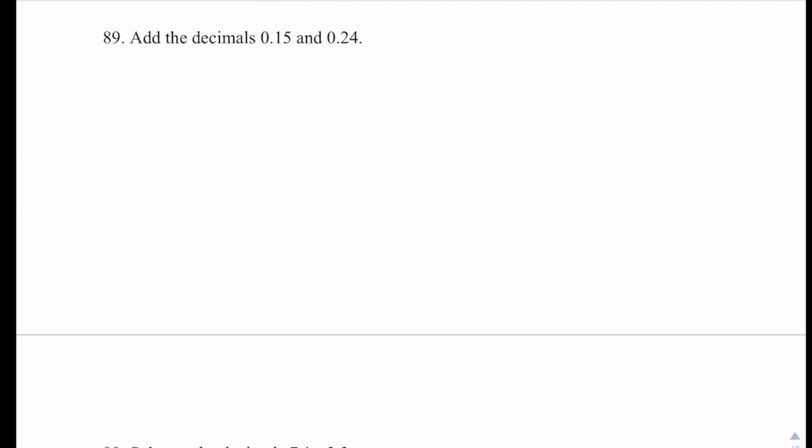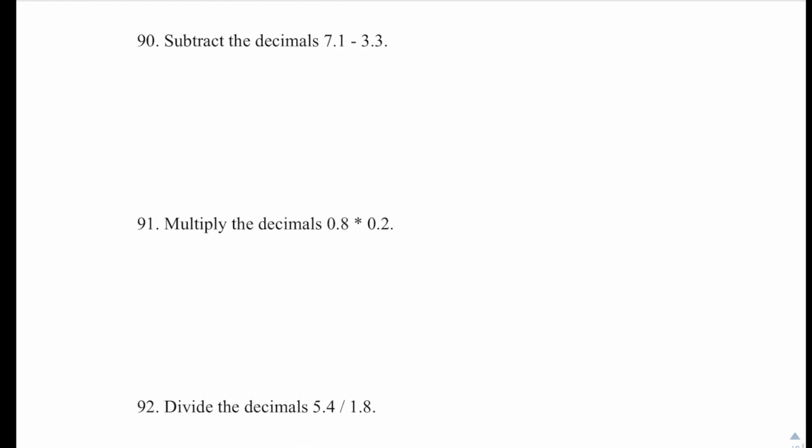Add the decimals 0.15 and 0.24. Again, you have a calculator, so you'll just plug that in, and it's 0.39. Subtract the decimals. 7.1 minus 3.3. Again, you have a calculator, so just plug it in and you will get 3.8.